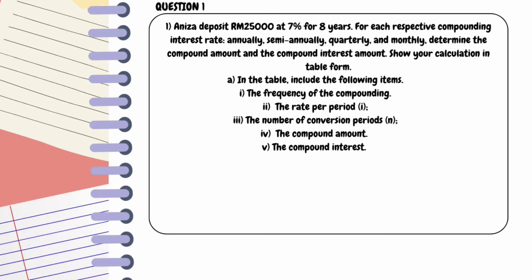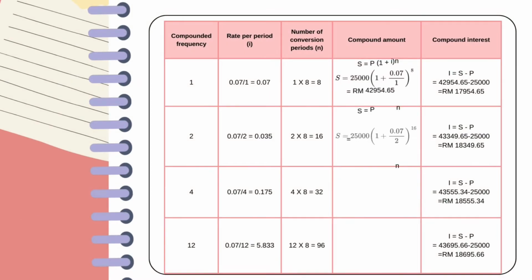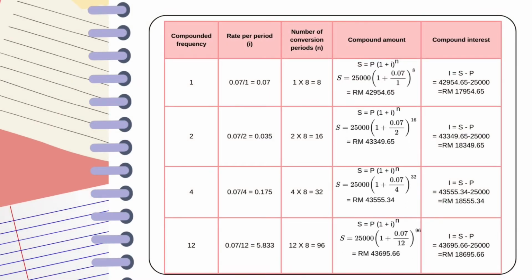Based on the question, it is given that the value of P is 25,000, the value of K is 7%, or 0.07 in decimal, and the value of T is 8. Also, the respective compounding interest rate is annually, semi-annually, quarterly, and monthly. For question 1 Roman, we need to find the frequency of the compounding.